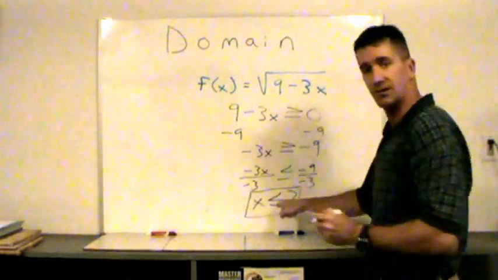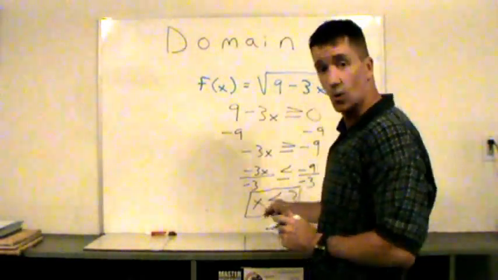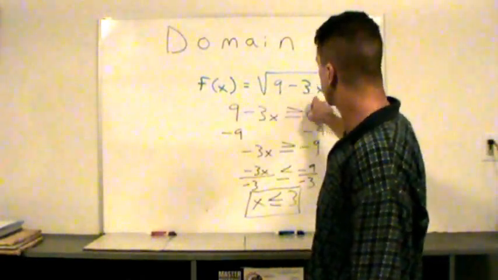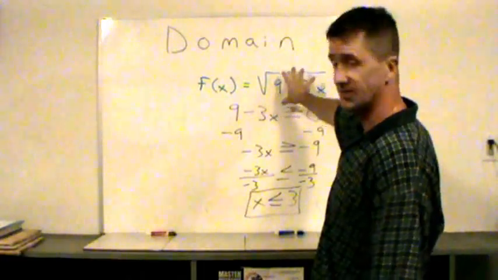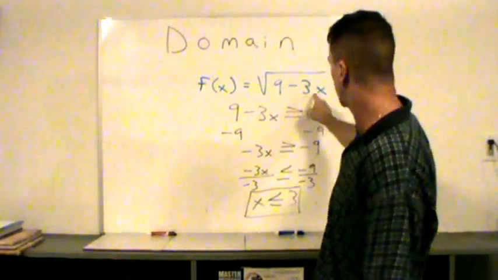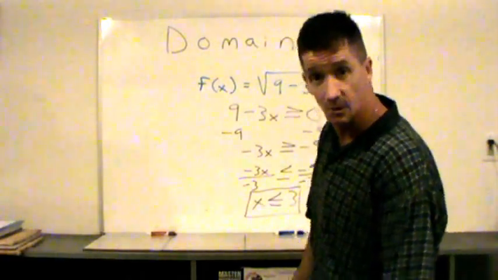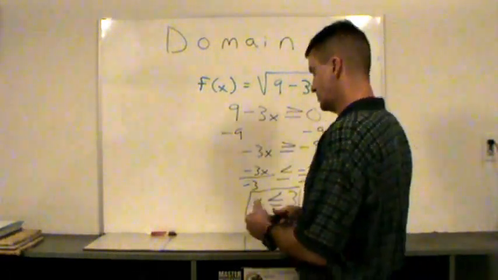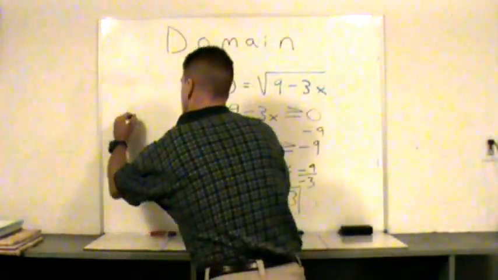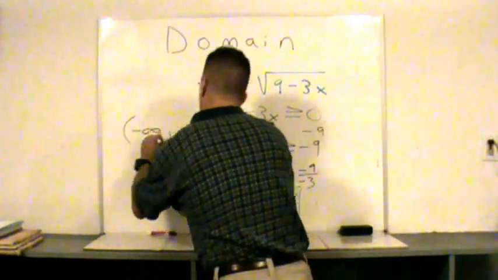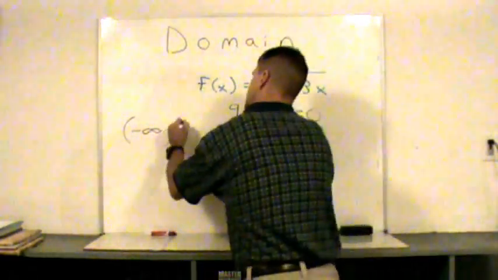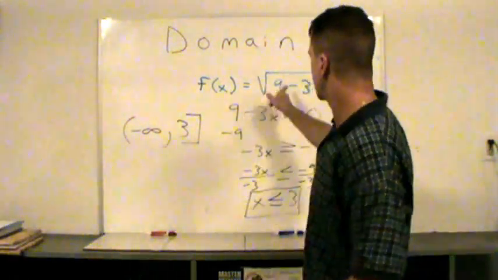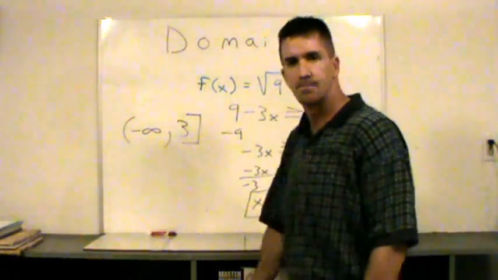And we'll put that in interval notation. x is lower than or equal to 3. Those are the values that are allowed for x. Like a 2 or a 1, this is fine. You put a number higher than 3, like a 4, it's undefined in the real number system. How do you write that in interval notation? The lowest x value is negative infinity, and the highest x value is 3. We can close that bracket because 3 is actually in the domain. That's it.